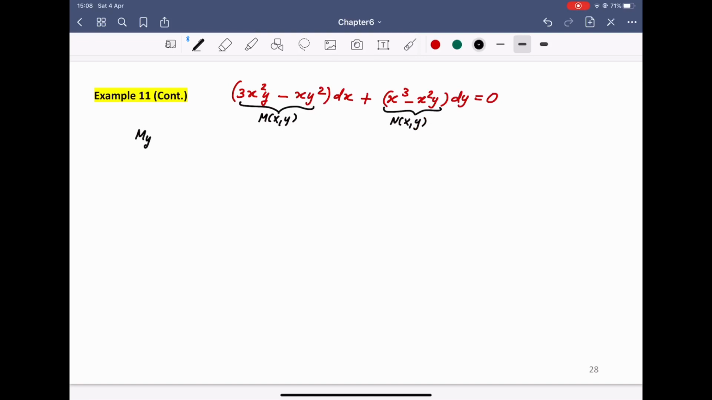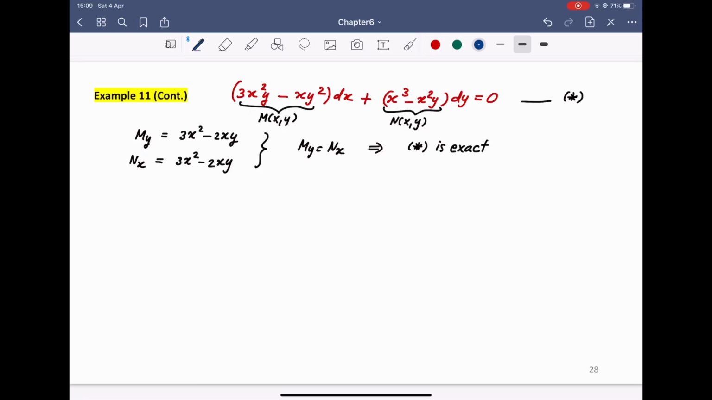So M sub y is going to be 3x squared minus 2xy, right? And then N sub x, differentiating with respect to x, you get 3x squared minus, differentiating x squared y with respect to x, 2xy. Alright, that's perfect. So M_y equals N_x. If I call this differential equation star, it's implied that differential equation star is exact. Now it's time to solve this differential equation.